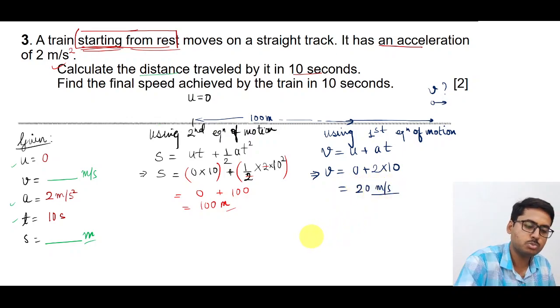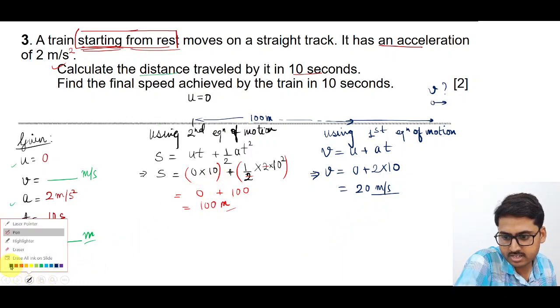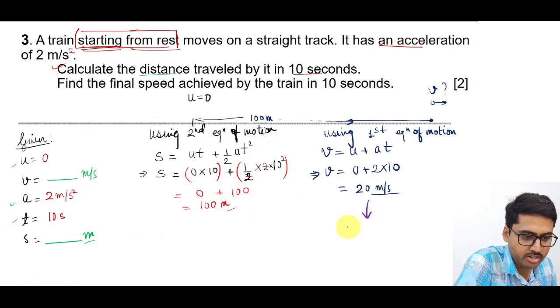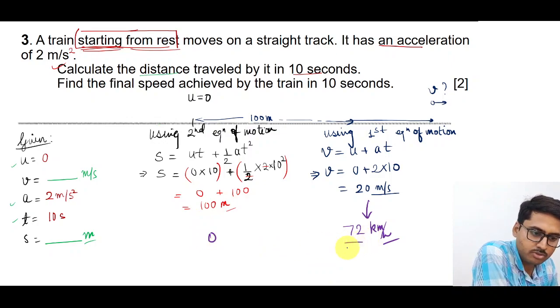So that is the speed, and for those who want to understand what the speed is, you can even convert it into kilometer per hour, but not required in this question. This will be 72 kilometer per hour. So the train actually started from speed 0 and got up to 72 kilometer per hour in 10 seconds.